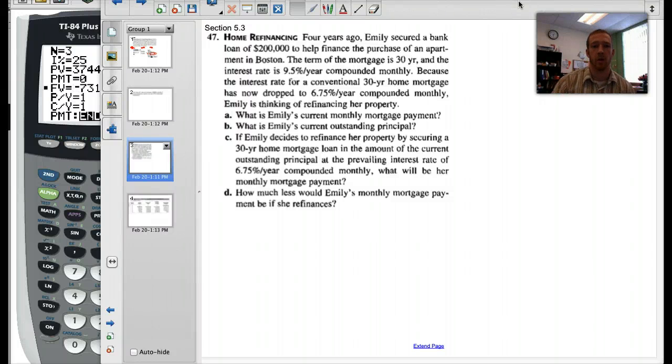Alright, so here's a great problem that has the refinancing. Again, we're going to have to do this in several stages. So what we're going to do is look at it. 4 years ago, Emily secured a bank loan of 200 grand, 30-year mortgage, interest rate is 9.5% monthly.